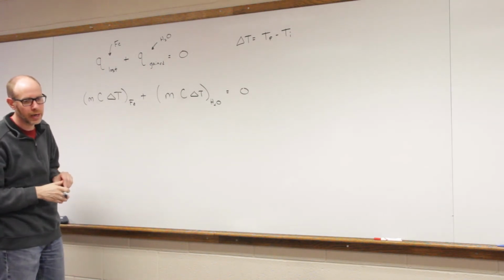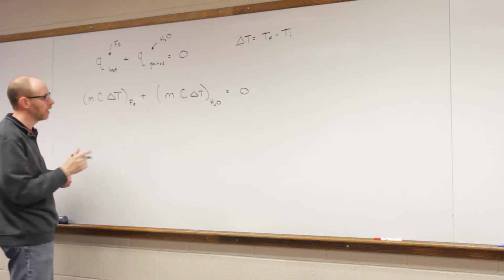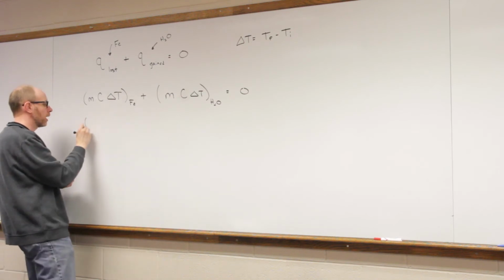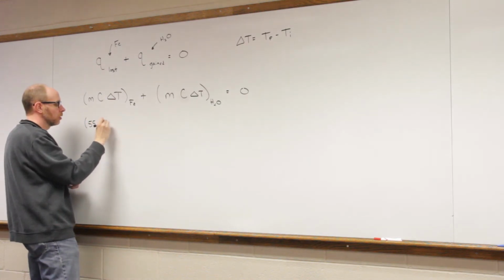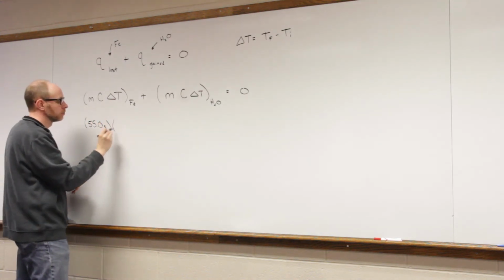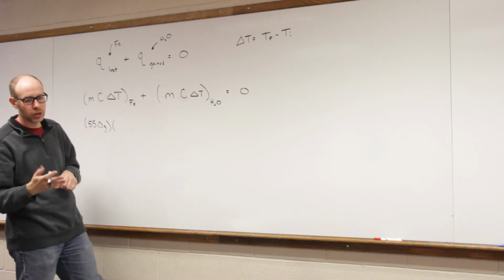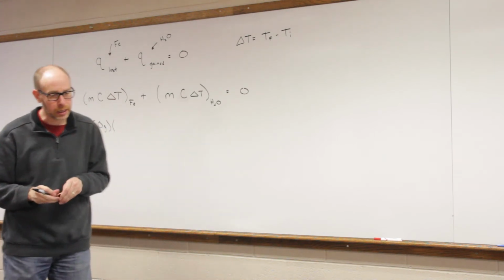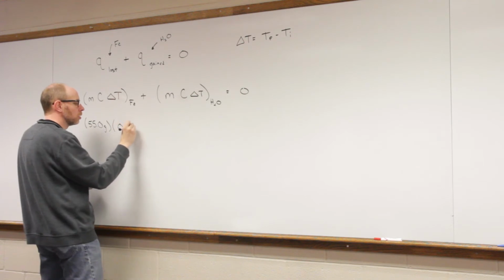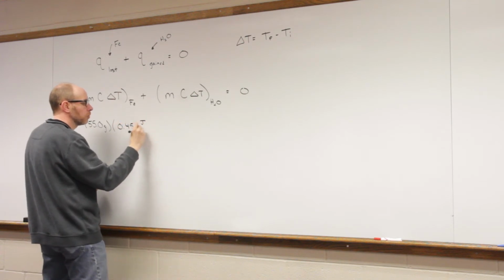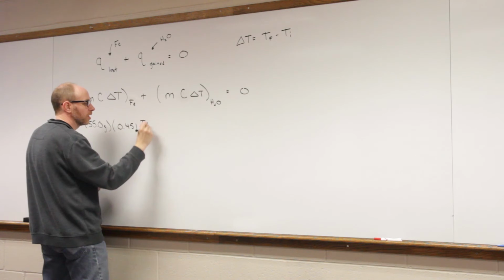We take a look at the iron and we say, what's the mass of that iron? Well, it's a 55 gram chunk of iron. And the specific heat? Well, the specific heat is given as 0.451, and that's joules per gram degree C.